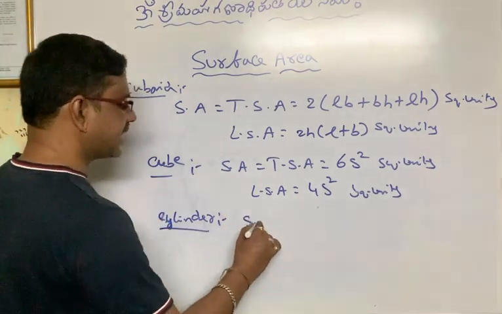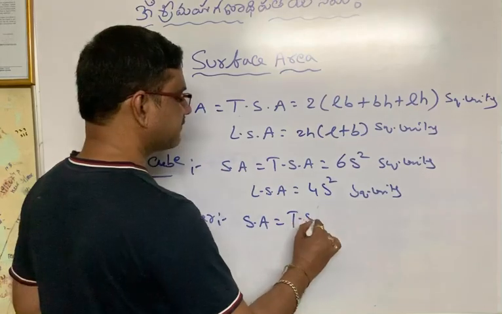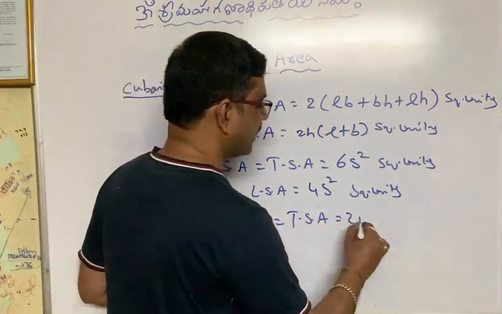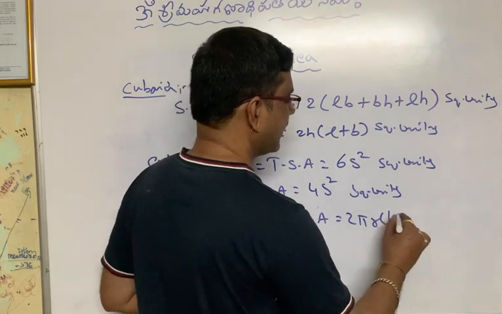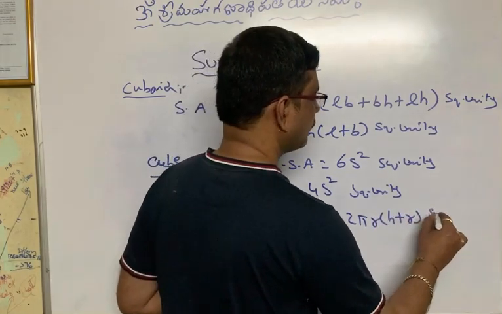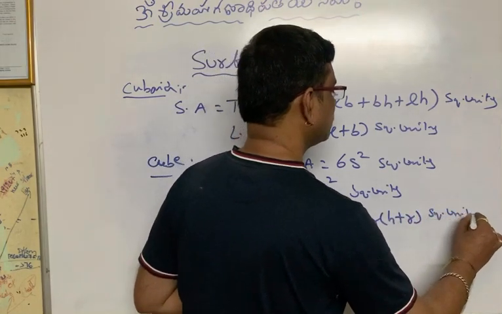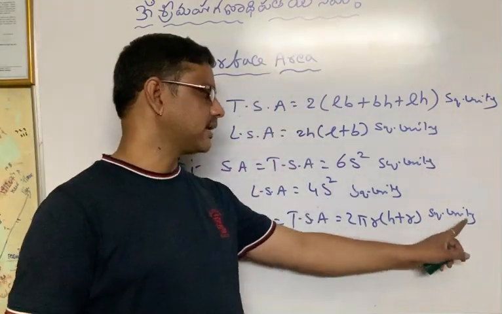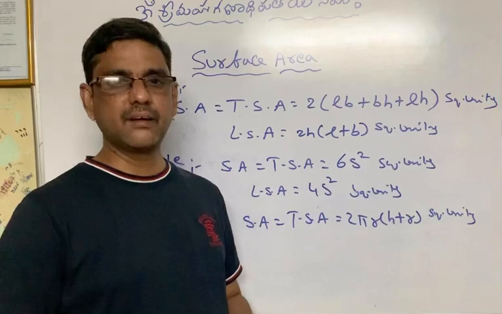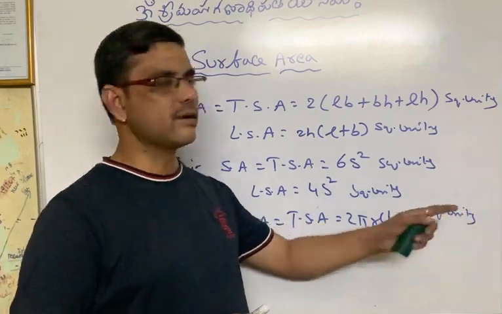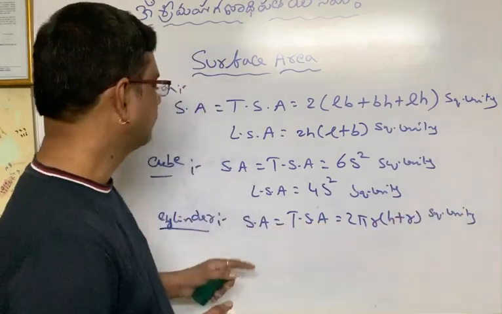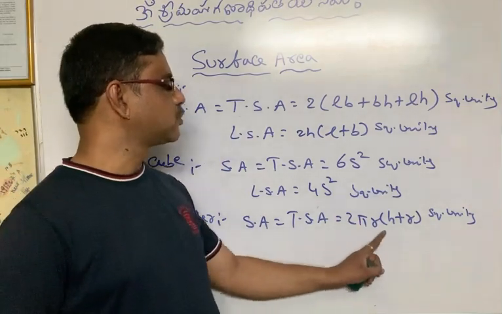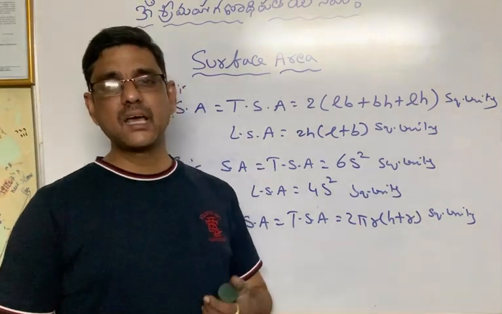So, the surface area or total surface area of a cylinder is 2 pi r into (h plus r) square units. If the dimensions are given in centimeters, we will get square centimeters. If the dimensions are given in meters, we will get square meters. So the total surface area of a cylinder is 2 pi r (h plus r).